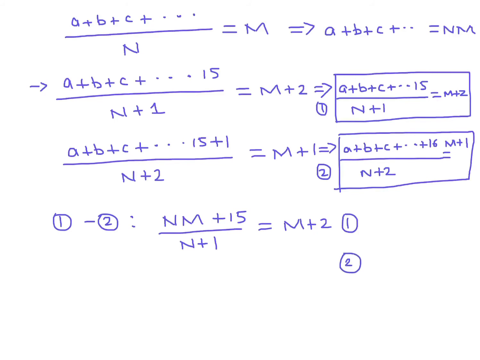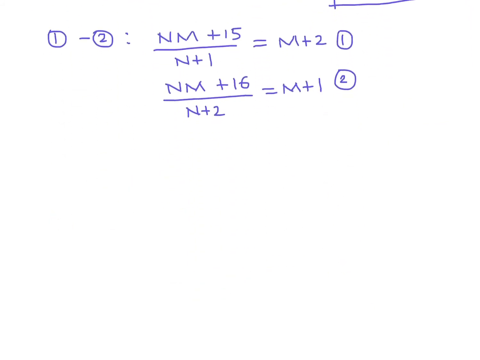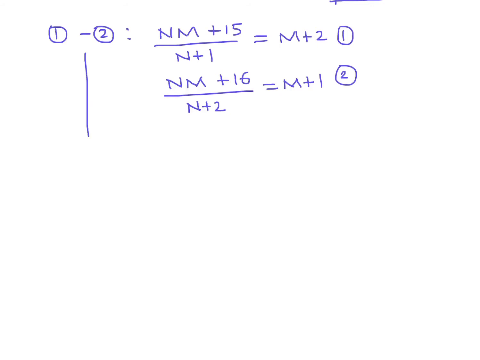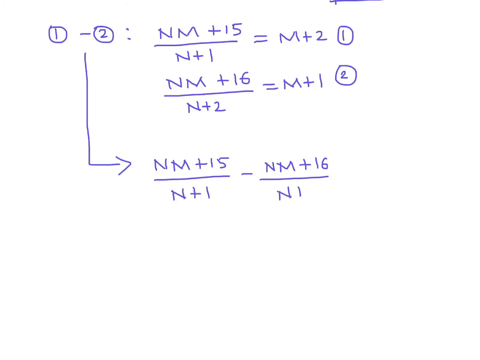And then our second equation simplifies to just nm plus 16 all over n plus 2 is equal to m plus 1. So you see how that's much cleaner. And now I can proceed with what I wanted to do originally, and it will be much better because we now only have two variables, n and m. So 1 minus 2: nm plus 15 over n plus 1 minus nm plus 16 over n plus 2 is equal to m plus 2 minus m minus 1.